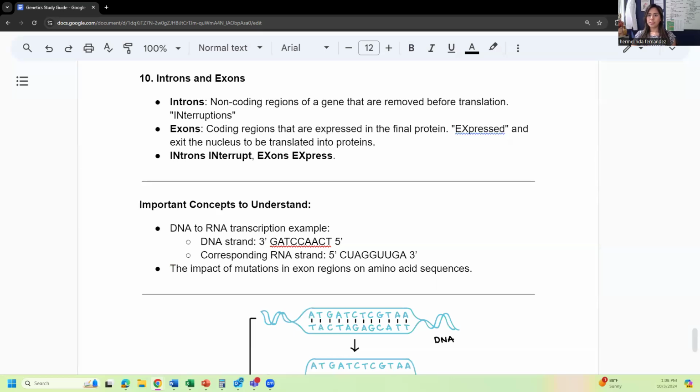And then important concepts to understand. DNA to RNA would be a transcription example. So we have 3' GAT, CC, ACT, 5'. For the corresponding RNA, remember this specifically for the test. RNA does not carry that T, it carries that U. You have to make sure that your strand is flipped, so that the 5' is going to be the beginning. So you're going to be pairing them backwards, okay?